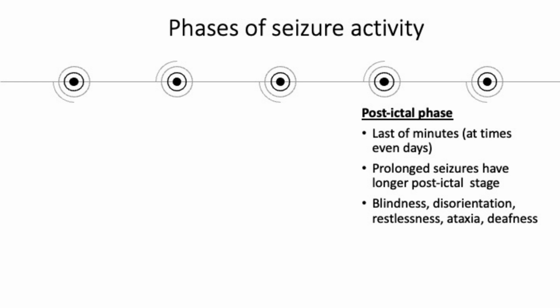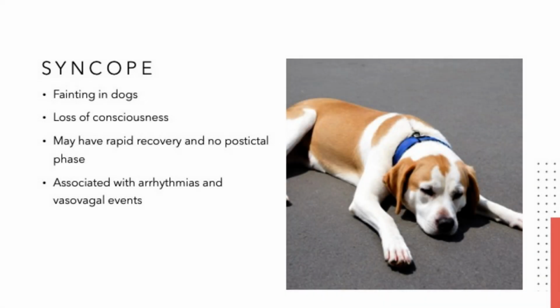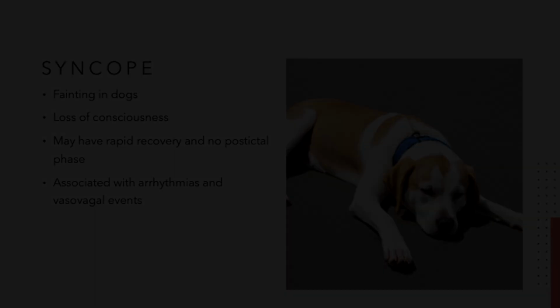It is essential for clinicians to recognize each phase, as they can offer diagnostic clues to the type and severity of the seizure disorder. Several conditions can present similarly to epileptic seizures, but differ in their underlying pathophysiology. It's important to differentiate between true epileptic seizures and these seizure mimics. Syncope. Often misinterpreted as a seizure, syncope results from cardiovascular issues like arrhythmias or vasovagal events, and typically features a short loss of consciousness with rapid recovery, lacking the postictal confusion of true seizures.